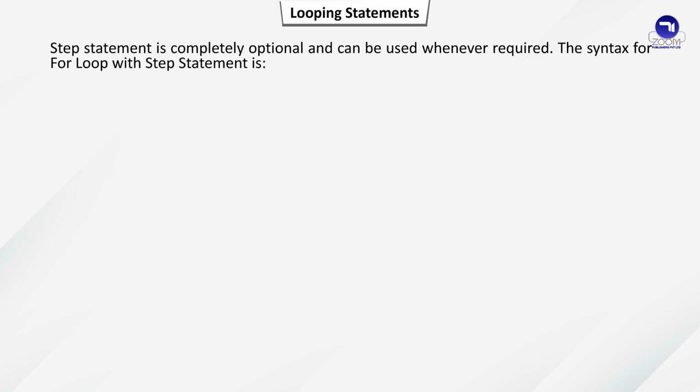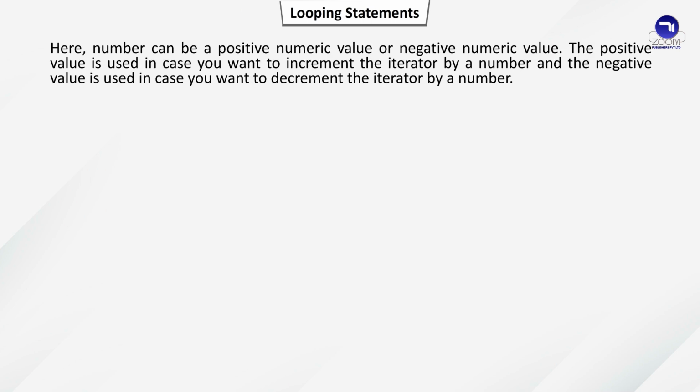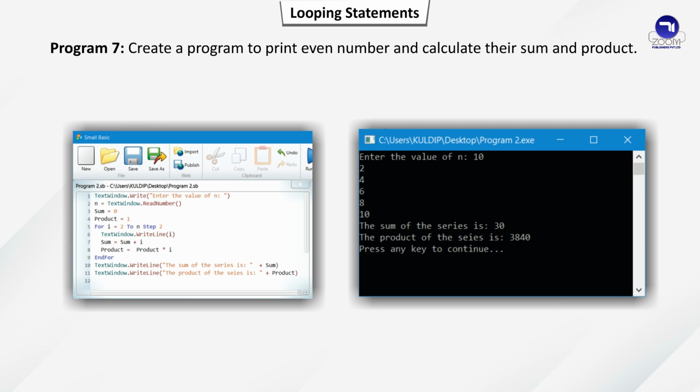The syntax for loop with step statement is: for loop counter equals initial value to terminal value, step, number, set of instructions. Here number can be a positive numeric value or negative numeric value. The positive value is used in case you want to increment the iterator by a number, and the negative value is used in case you want to decrement the iterator by a number. Program 7. Create a program to print even numbers and calculate their sum and product.